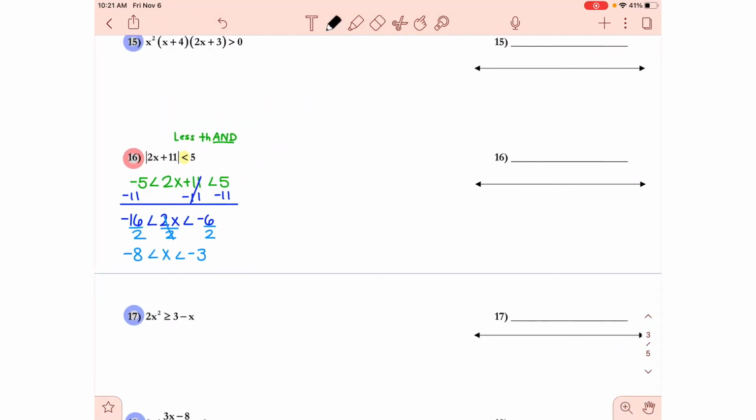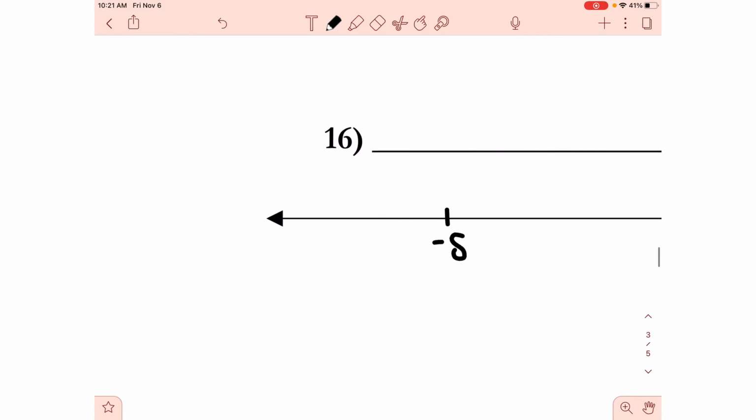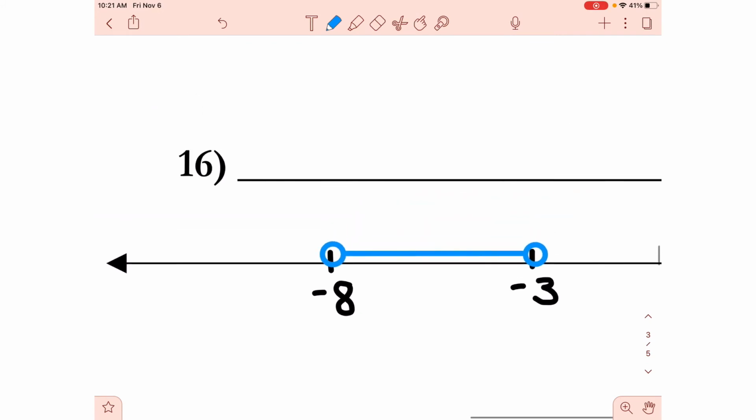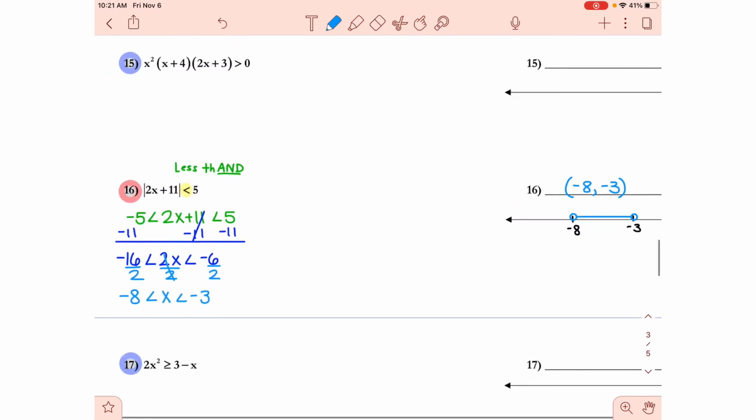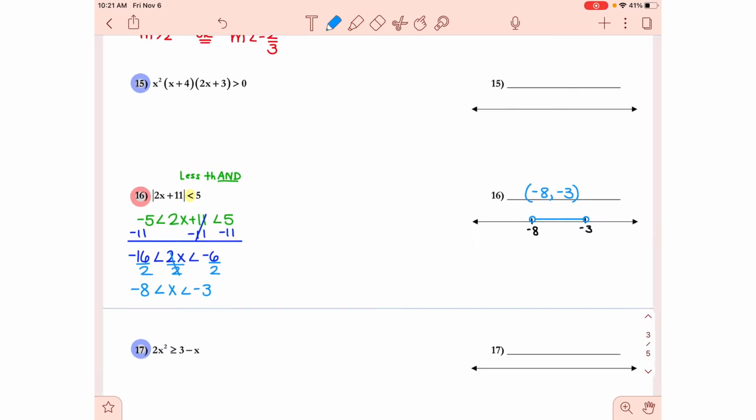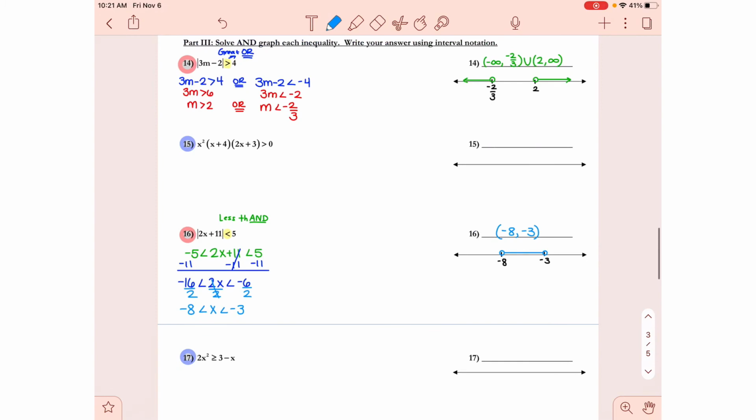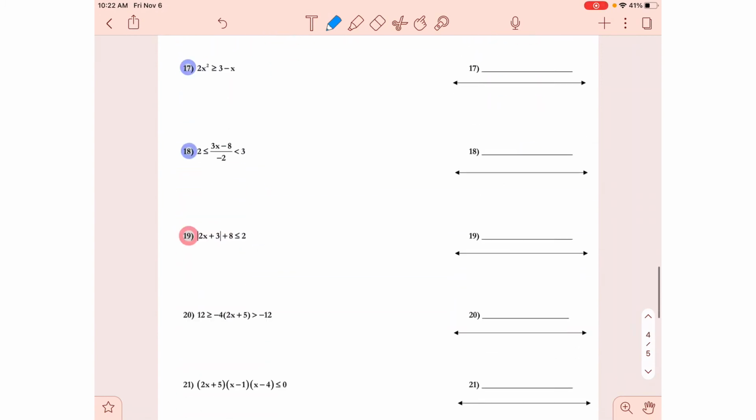So let's go to our number line and graph this. So we have -8, we have -3. Non-inclusive means open circles, which translate to parentheses. And I write my answer in interval notation, which is going to be parenthesis -8, comma, -3, parenthesis. If these were underlined, I would have brackets instead. The circles would be filled in. So that's the deal. What do you guys think? Hopefully it makes sense. And I have one more problem to do.